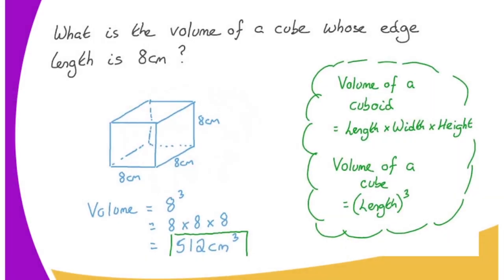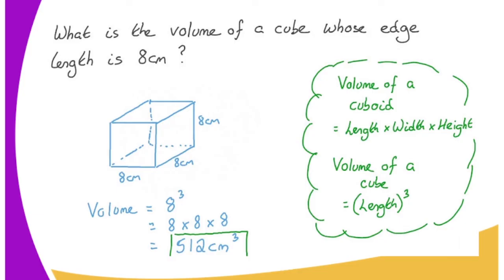Next we have a cube. What is a cube? A cube is made up of faces which have equal length and width. In this case, it is 8 centimeters. All the faces are made up of a length and a width of 8 centimeters. Therefore, the volume of a cube is length cubed. So, in this case, we have 8 times 8 times 8, that is 8 cubed, and it is 512 cubic centimeters.